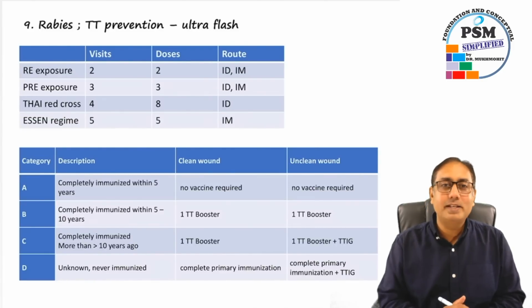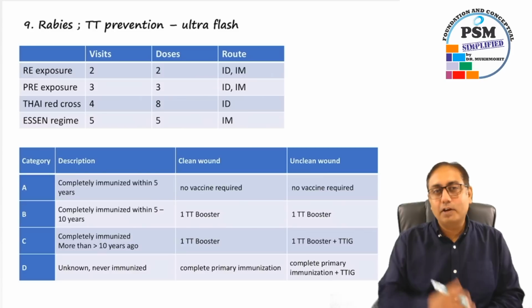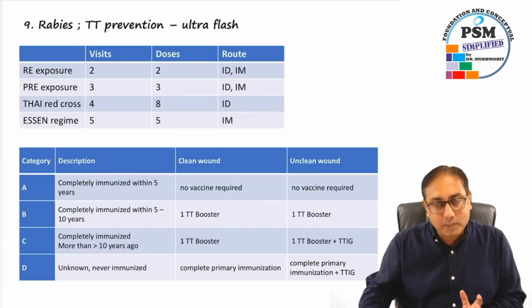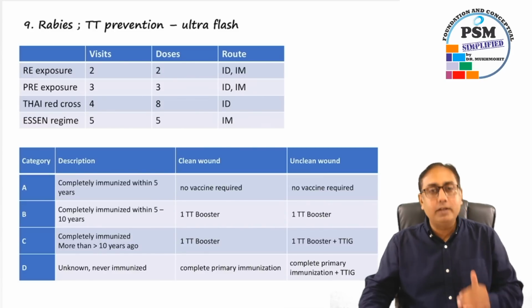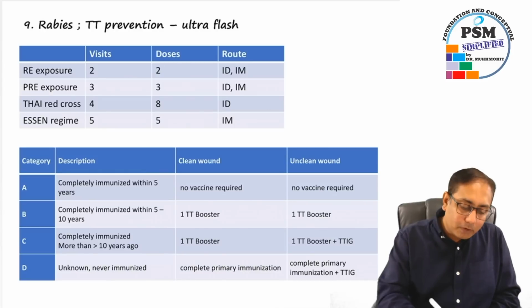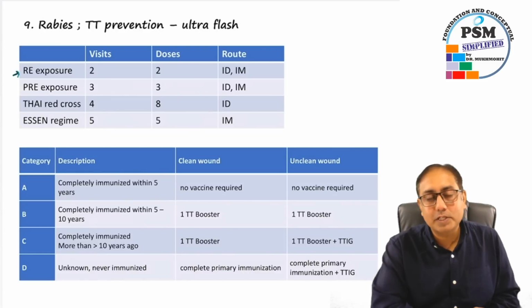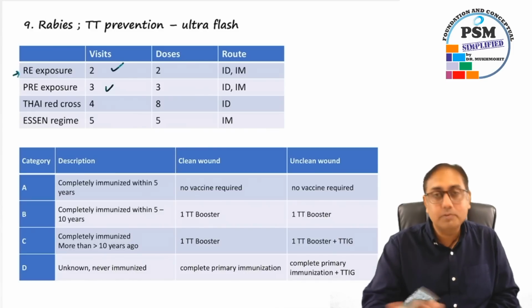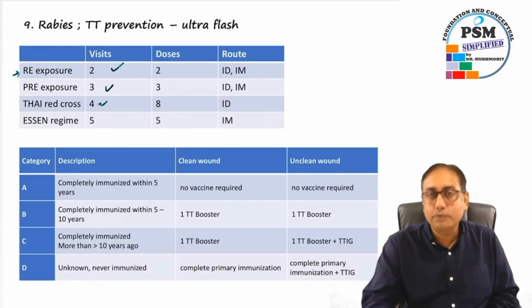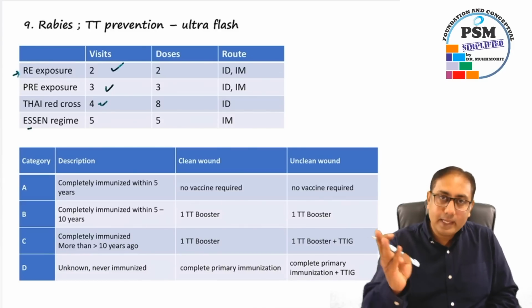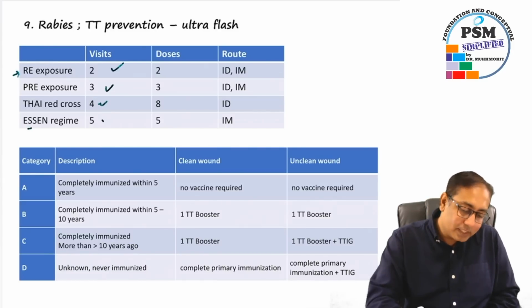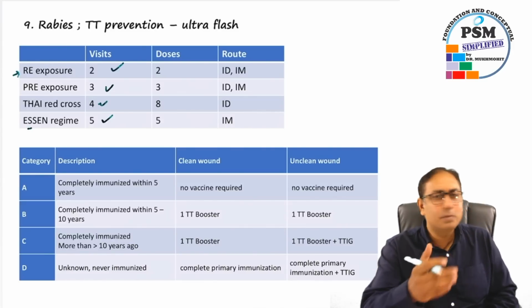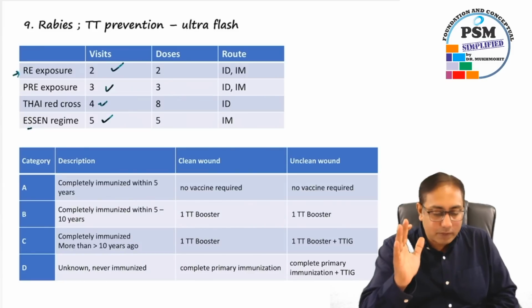Next is rabies and tetanus. Rabies, we have four types of exposure regimes: Re, Pre, Thai, and Essen. Please note that the number of letters in the name is the number of visits. Re is 2 letters, 2 visits. Pre is 3 letters, 3 visits. Thai is 4 letters, 4 visits. Essen is 5 letters, 5 visits. So just remember, the number of visits is the number of alphabets.